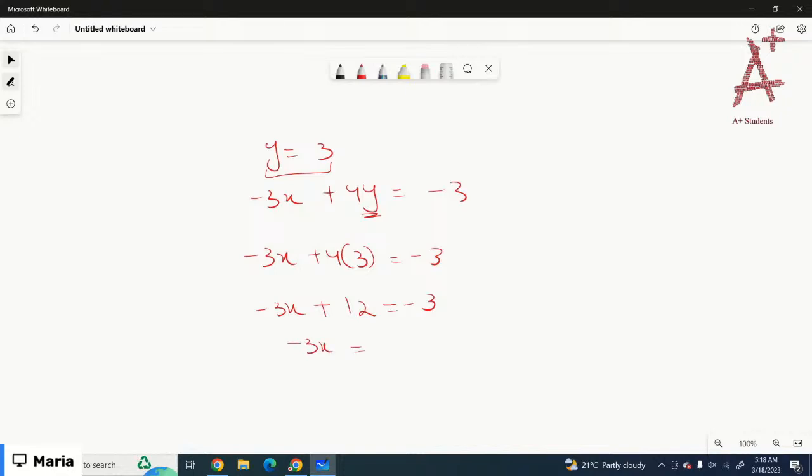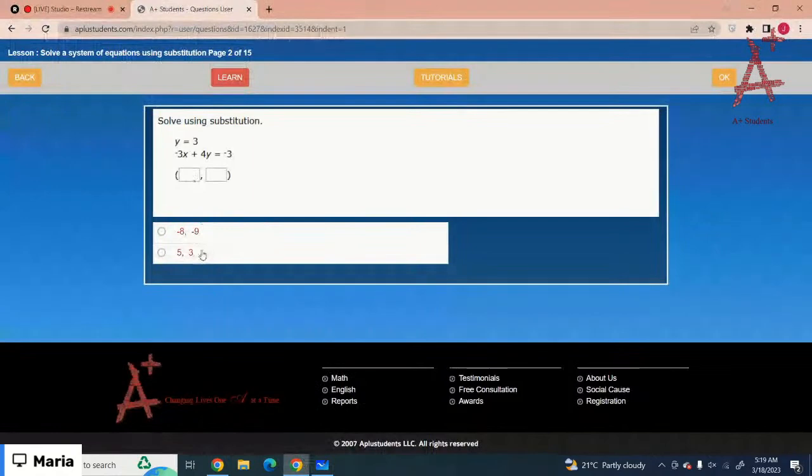It would be negative 3x equals negative 3 minus 12. So negative 3x equals negative 15. Divide both sides by negative 3. So the negative 3 and negative 3 cancel out and x equals 15 divided by 3, which is 5. So the solution is x equals 5 and y equals 3. The solution is 5 and 3. Got it? The second option is the correct one.